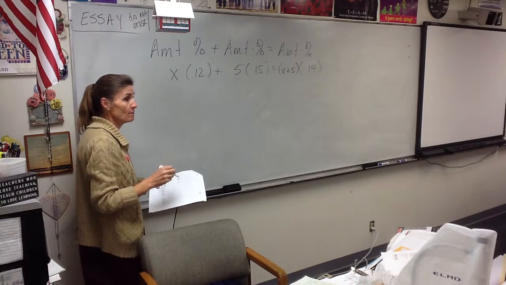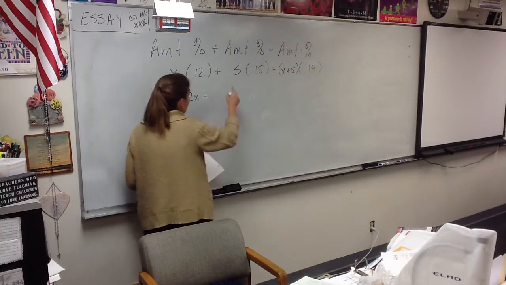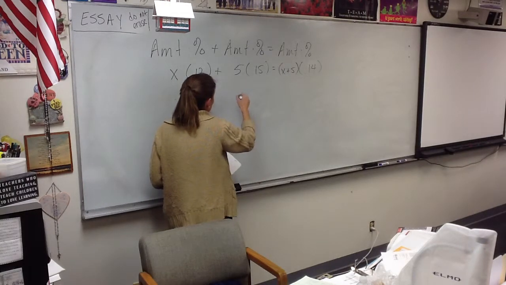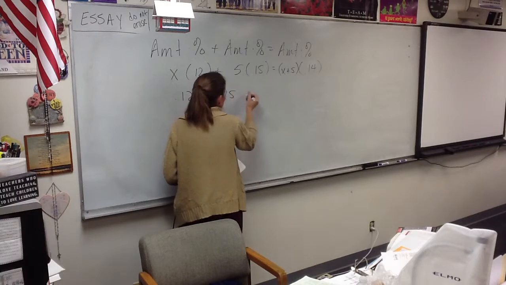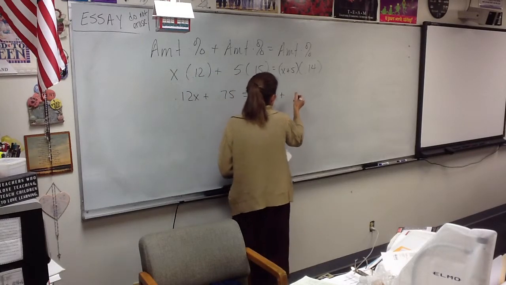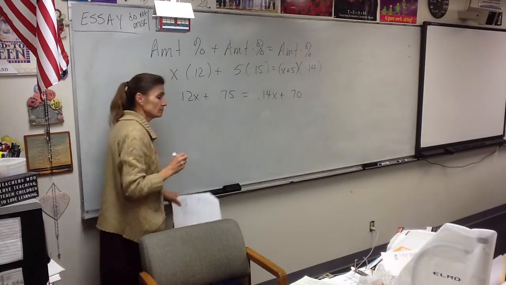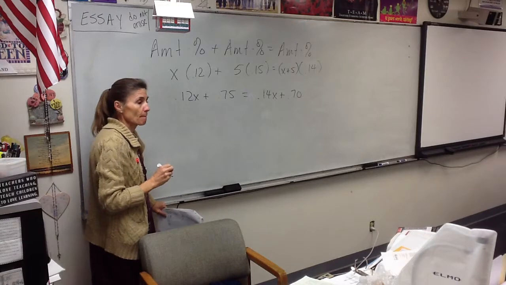Okay, everybody on board? So we've got 0.12x plus, okay, you got a calculator, 0.75 equals 0.14x plus 0.70. Is that right? 0.7.